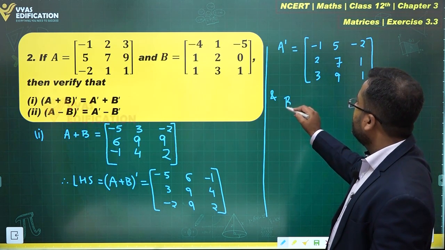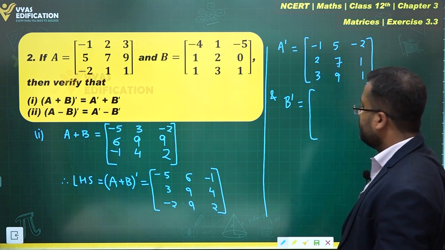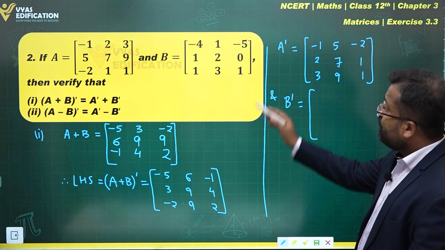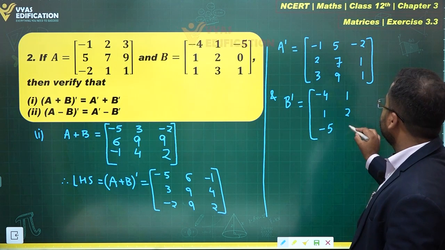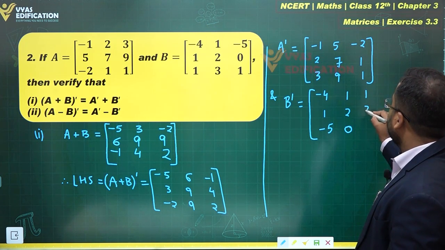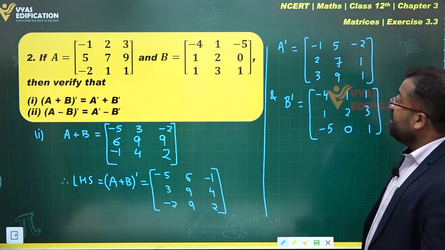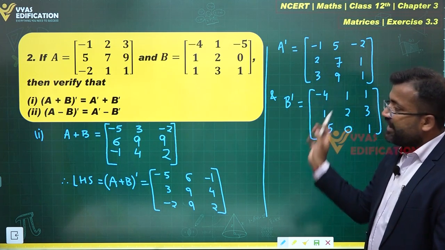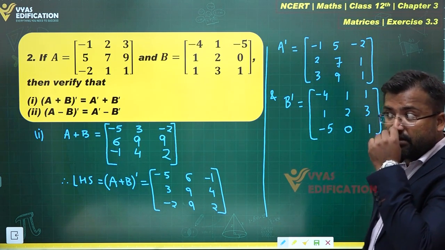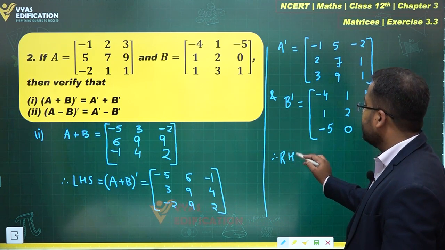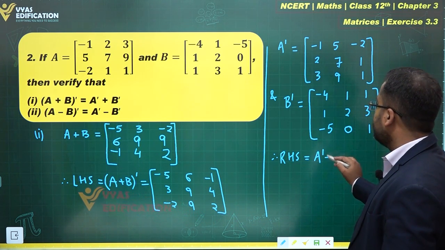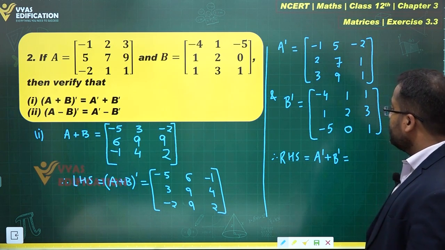And B transpose is equal to this: minus 4, 1, minus 5, 1, 2, 0, 1, 3, 1. That means the first row becomes the first column, the second row becomes the second column, third row becomes the third column. We have interchanged the rows and columns. Therefore, RHS, that is equal to A prime plus B prime, becomes equal to what?